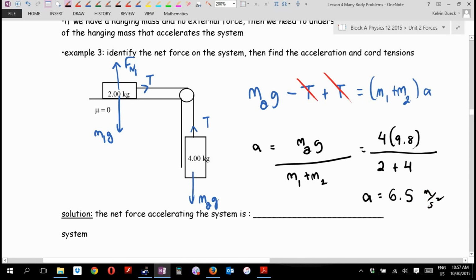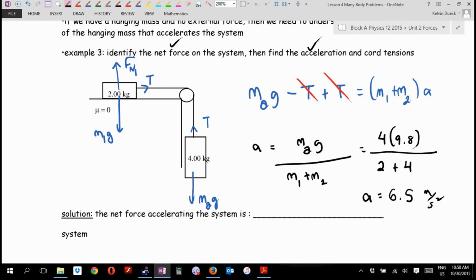Okay. So, identify the net force. Check. Identify the acceleration. Check. What's the final thing they want me to find? Yeah. Now it says chord tensions. How many ropes are there in this question? Just one tension. I'm going to use the one where tension is a winner. Which mass is tension a winner? Mass 1 or mass 2?